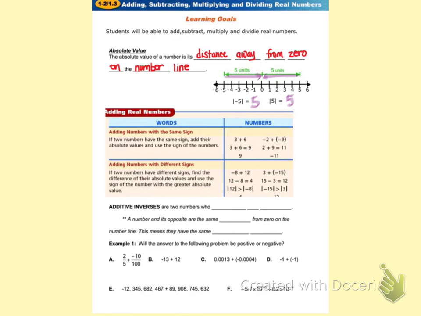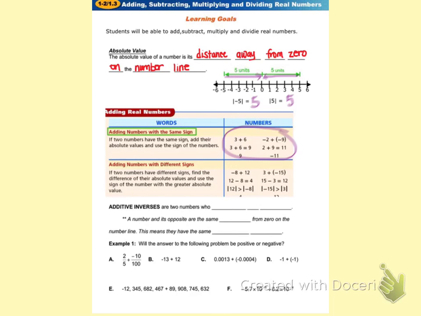Now when we're adding real numbers, a couple different scenarios can occur. First of all, we could be adding numbers with the same sign. If that's the case, if two numbers have the same sign, you just add their absolute values, in other words, kind of ignore the sign, and then use at the end the sign of the two original numbers. So if they're both positive, you add them and the answer will be positive. If they're both negative, ignore the negative signs, add them together, and just make your answer negative. And here's a couple examples of those two situations where you're adding two positives or two negatives.